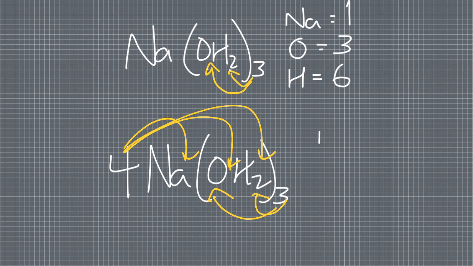So going through that, my sodium, because it's 4 times 1, would simply be 4. For my oxygen here, I'm going to do 3 times 1, which would be 3, and then 4 times 3, which would be 12. So I would have 12 oxygen. And then for the hydrogen, again, I'm going to distribute everything. So I have 2 hydrogen to begin with. I have 3 of OH2, so 3 times 2 is 6. And then I have 4 NaOH2 3s, so 4 times 6 would be 24.